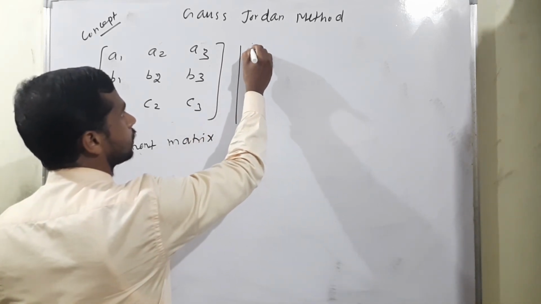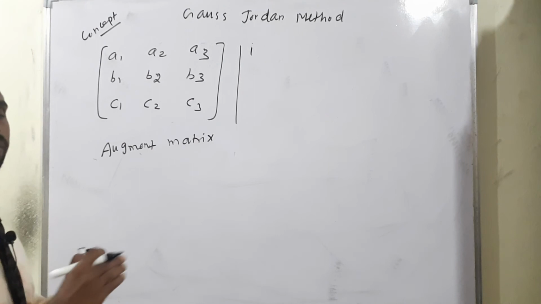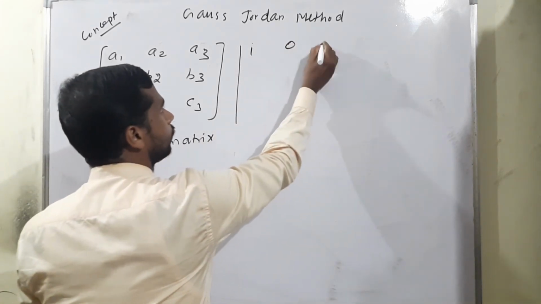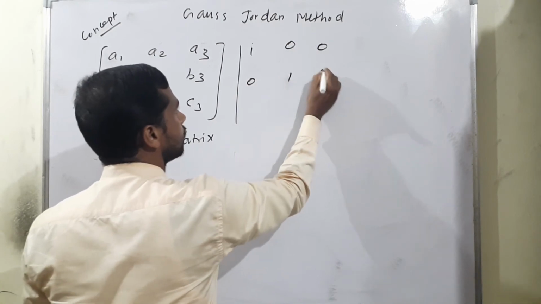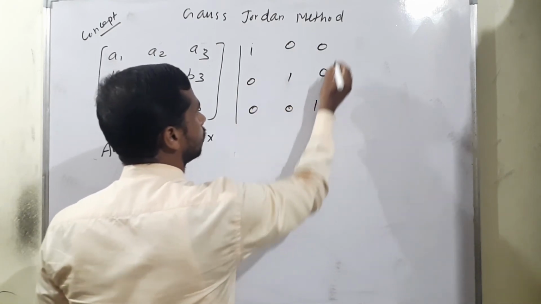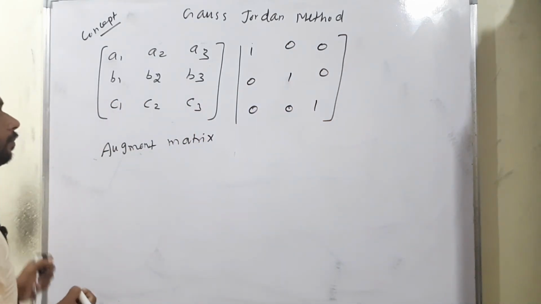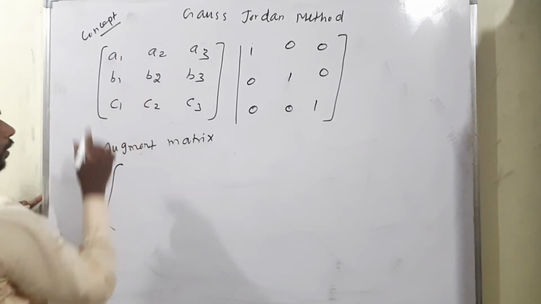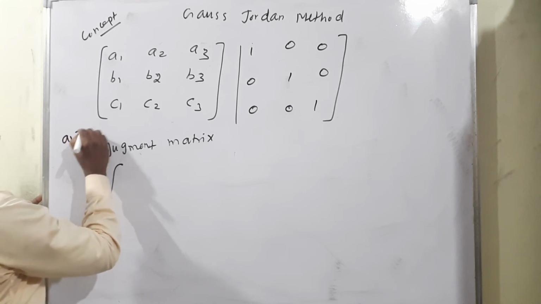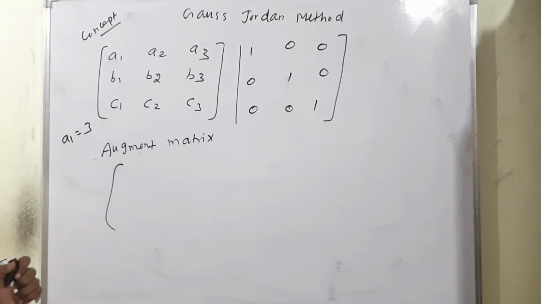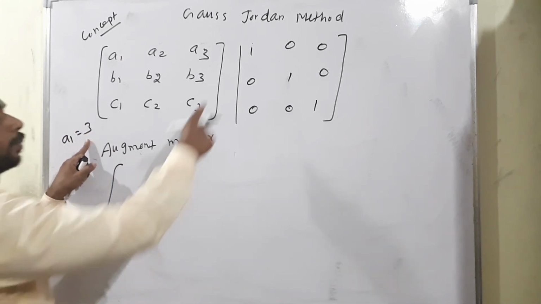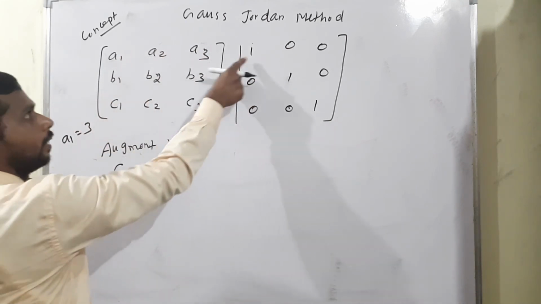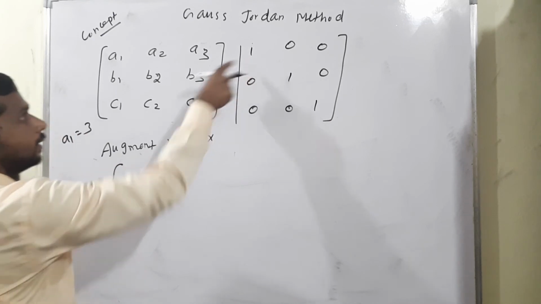Identity matrix set means, as we already know, for 3 it is 1 0 0, 0 1 0, 0 0 1. Therefore, first, if A1 is equal to 3, to make it 1 what we have to do is divide each and every time by 3, then only the value will become 1, isn't it?